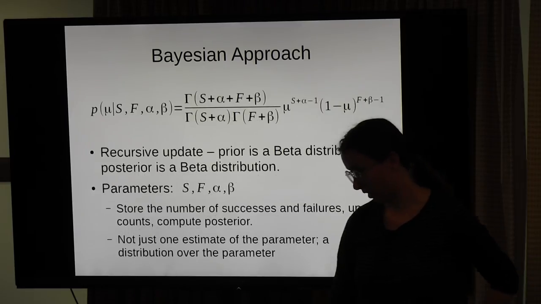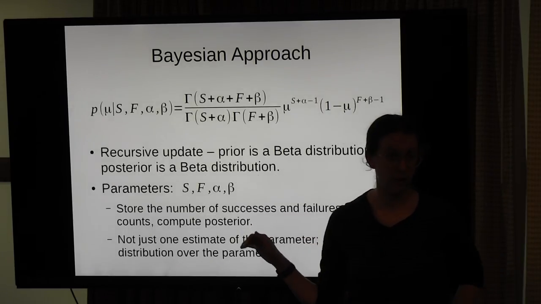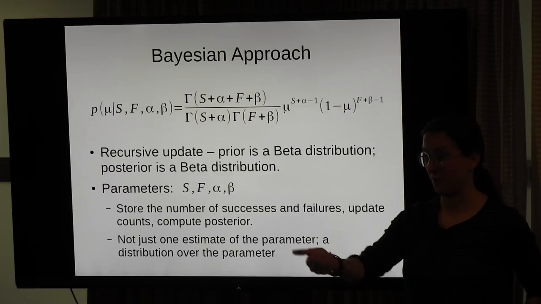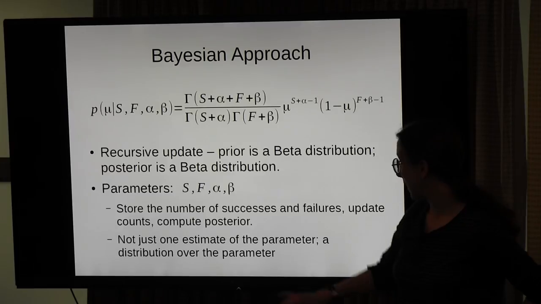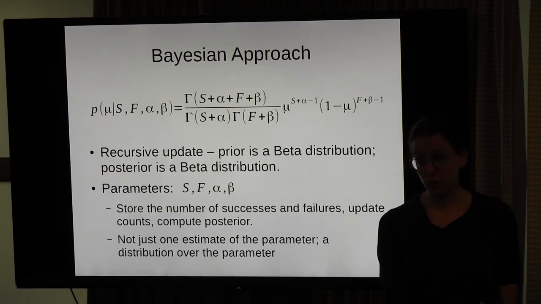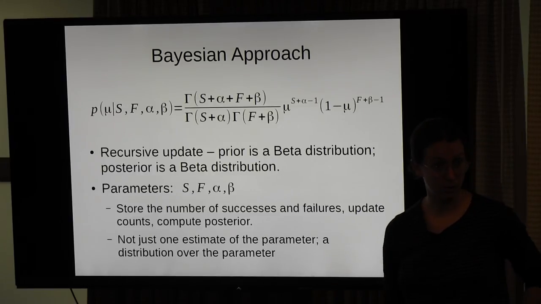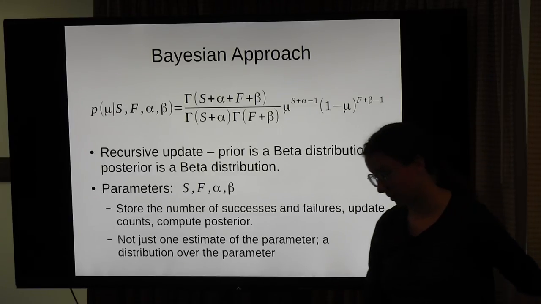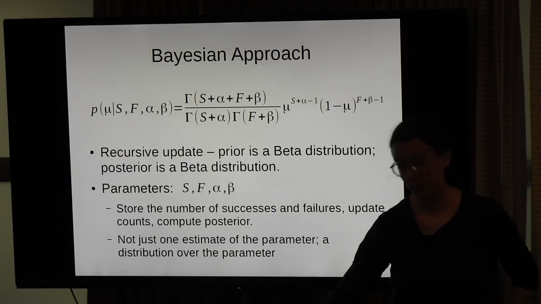So concretely, what I can do is basically store the number of successes and failures. This is why I was saving S and F before, just because it meshes with this. And then compute the posterior distribution. And I can do that after one trial or after many trials, and do this Bayesian update over my uncertainty. So not just one estimate of the parameter, but a distribution over what I think that parameter value is.